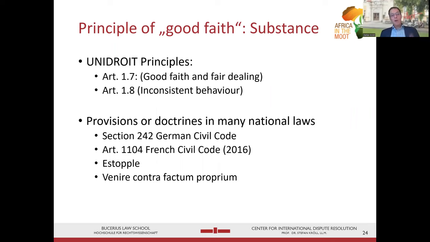And then you have in the common law world the principle of estoppel, or you have from the Roman tradition the principle of venire contra factum proprium. They all have the same basis, however, they differ in their specific requirements a little bit. So whenever you look at one of these decisions addressing, for example, the German Civil Code, you must still look at the specific issues to see whether that case really is relevant for you.